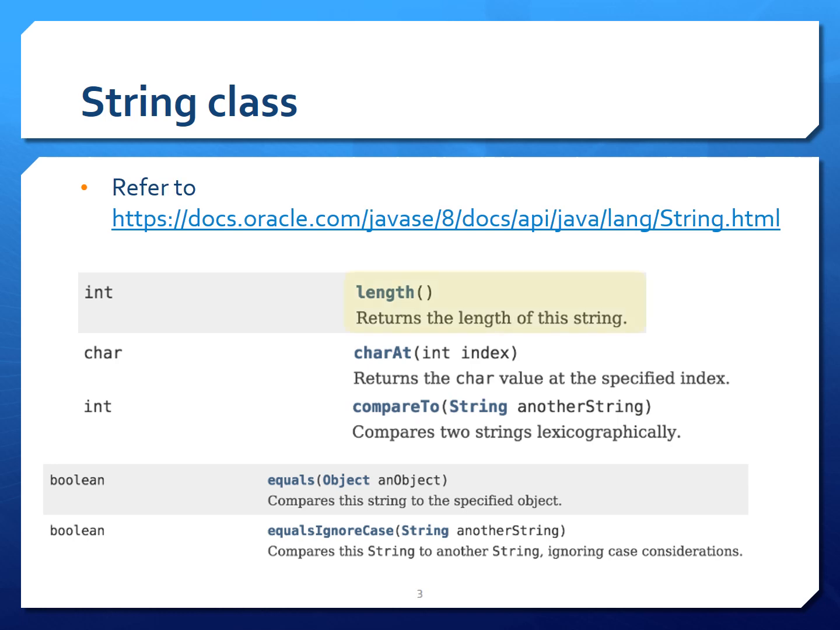The length method returns the number of characters in the string. The charAt method returns the character at the specified index. The compareTo method returns an integer that specifies the lexicographic or dictionary order of the two strings. The equals and equalsIgnoreCase methods compare the content of the two strings.